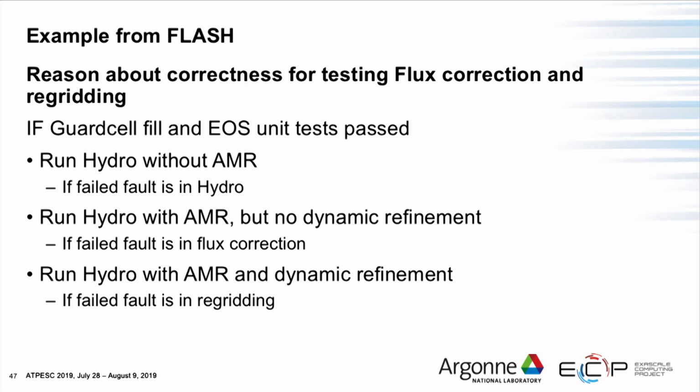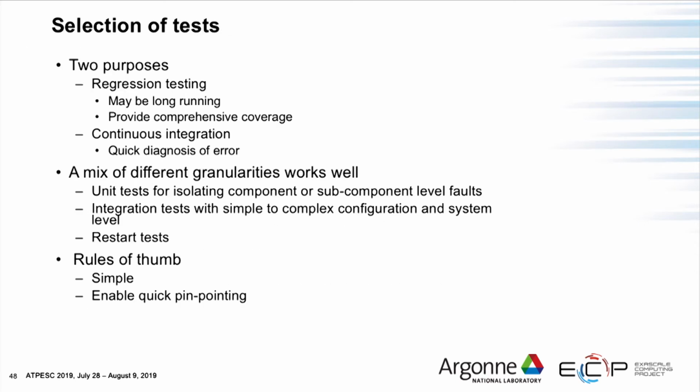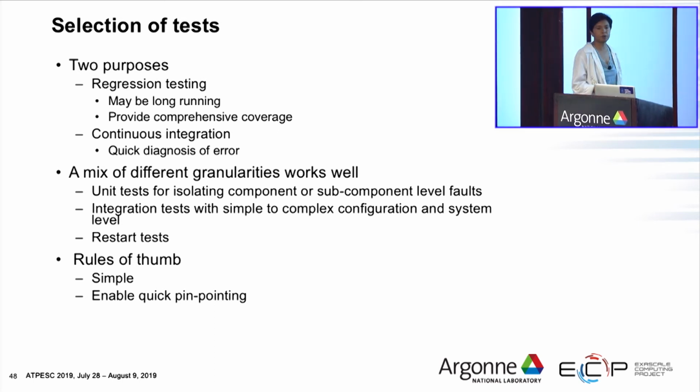In all of these situations, now we have isolated one particular possibility of a bug, in that if you run hydro without AMR and it failed, then the fault is in hydro. If it ran with hydro but failed with AMR and no dynamic refinement, then the fault is in flux correction. And if all of those pass and it fails only when we do regridding, then the fault is in regridding. So this is how you build a scaffolding which tells you how to gain confidence in your test problem.